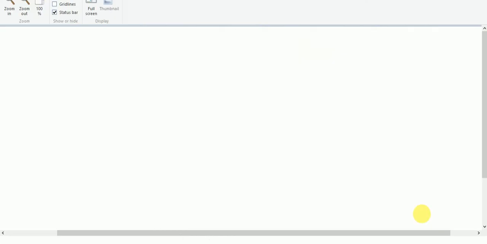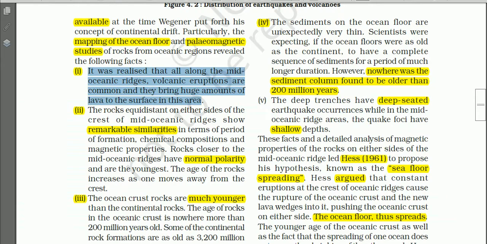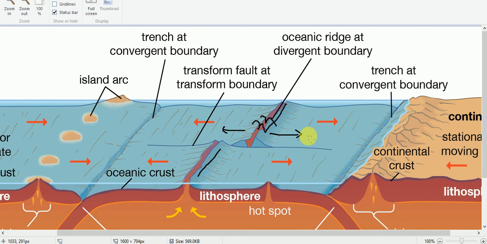So here, see this diagram again. Here we have these mid-oceanic ridges. Here is another mid-oceanic ridge. These are the mountain ranges found below the oceans, and see here at the crest of these oceanic ridges, huge volcanic eruptions are there, and it is spreading in different directions. I think you will be seeing the red arrows also. So volcanic eruptions are common along these mid-oceanic ridges and bring huge amount of lava to the surface of this ocean floor. So this is the first point.